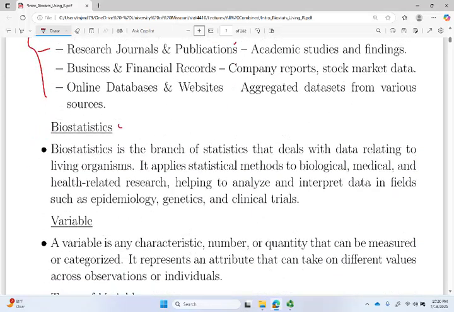Now, biostatistics is a branch of statistics that deals with data relating to living organisms. It doesn't have to apply to clinical trials, although that's the world that I lived in for almost 3 decades. And that's where the stories I tell, or some of the examples, will lean towards.